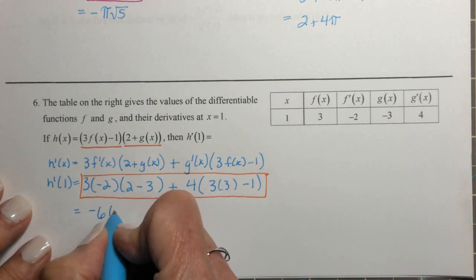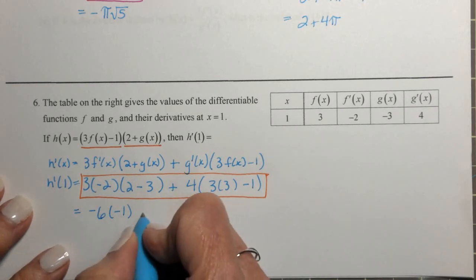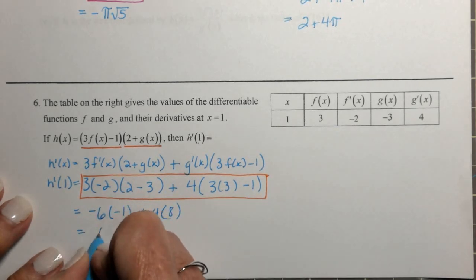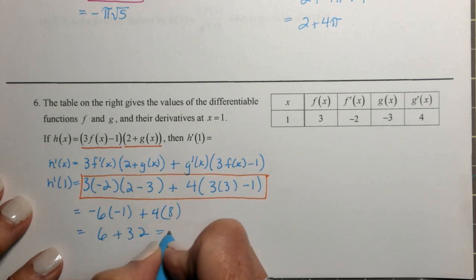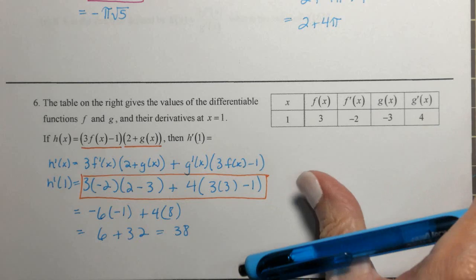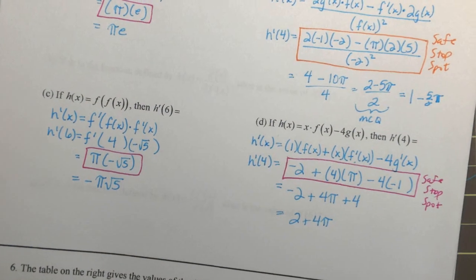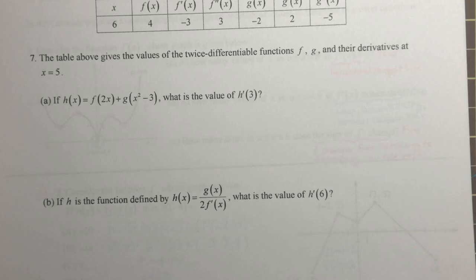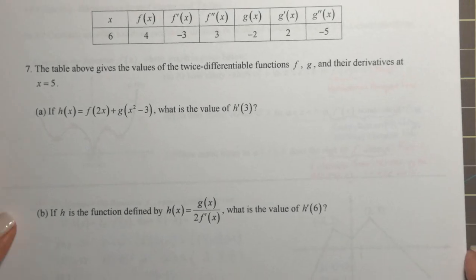But cleaning it up for a multiple choice question, we'll have 4 times 9 minus 1 is 8. That is 6 plus 32, which is 38. That would be the multiple choice answer. Okay? Doing good, rolling right along. We get really good with all of our rules when we do it like this. We don't have to get bogged down in the equations.